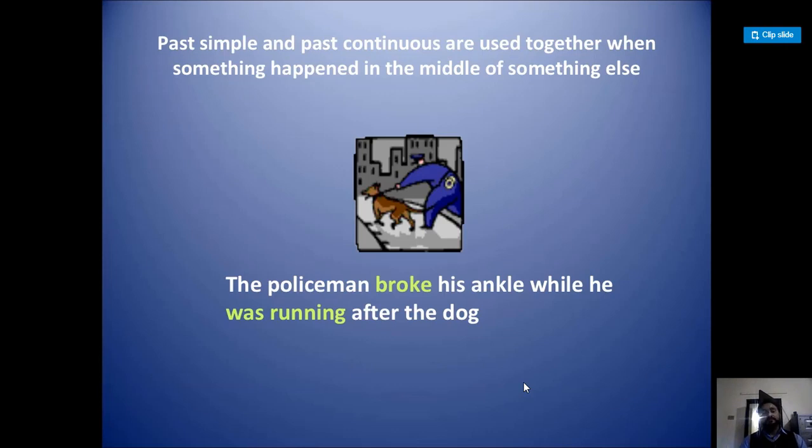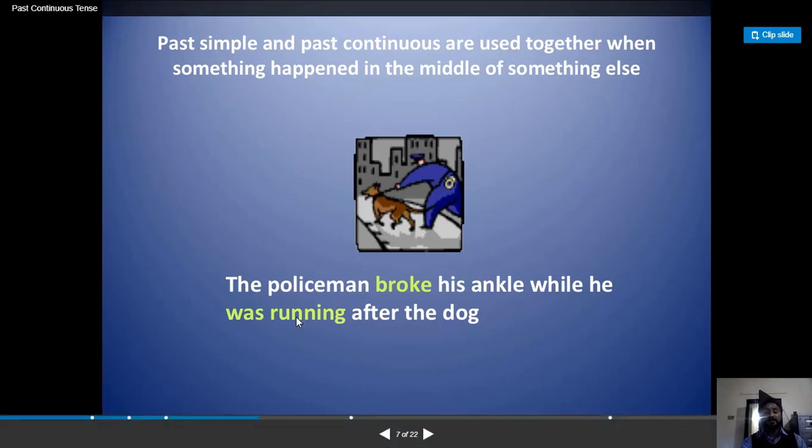We also use past simple and past continuous together when something happened in the middle of something else. It means some action was in progress when something else happened in the middle. Here you can see the example. The policeman broke his ankle while he was running after the dog. So he was running after a dog when he broke his ankle.